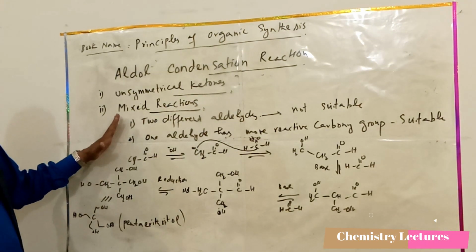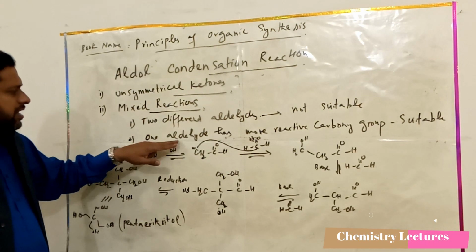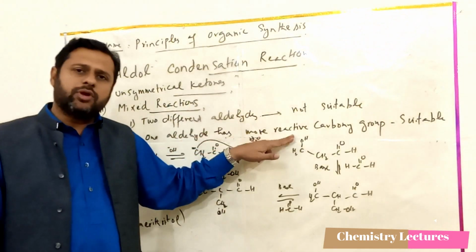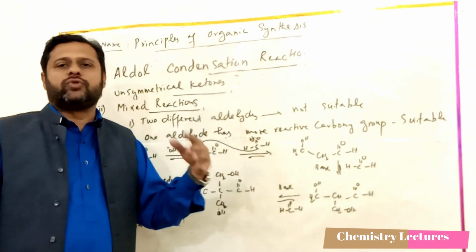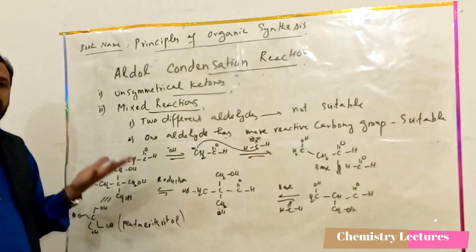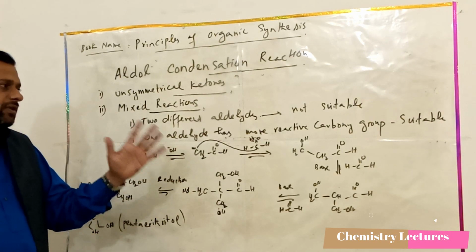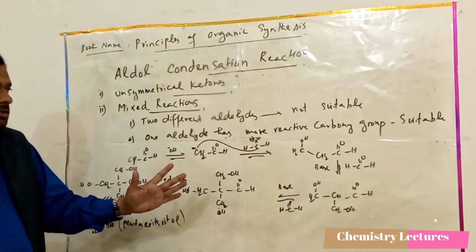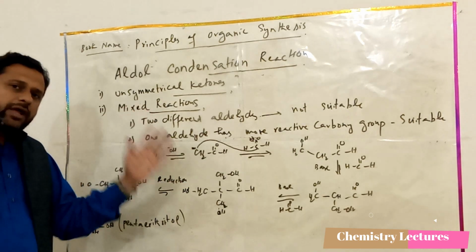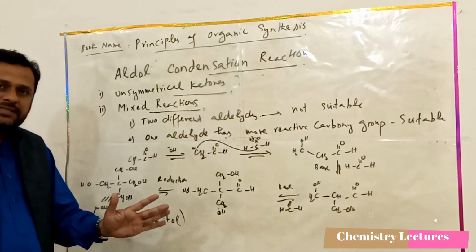However, if we use two different types of aldehydes in which one aldehyde has a more reactive carbonyl group as compared to the other one, what happens? Then when an aldehyde forms the carbanion, it always attacks the carbonyl carbon that is more reactive, and that carbanion will not attack the aldehyde which has the less reactive carbonyl group.